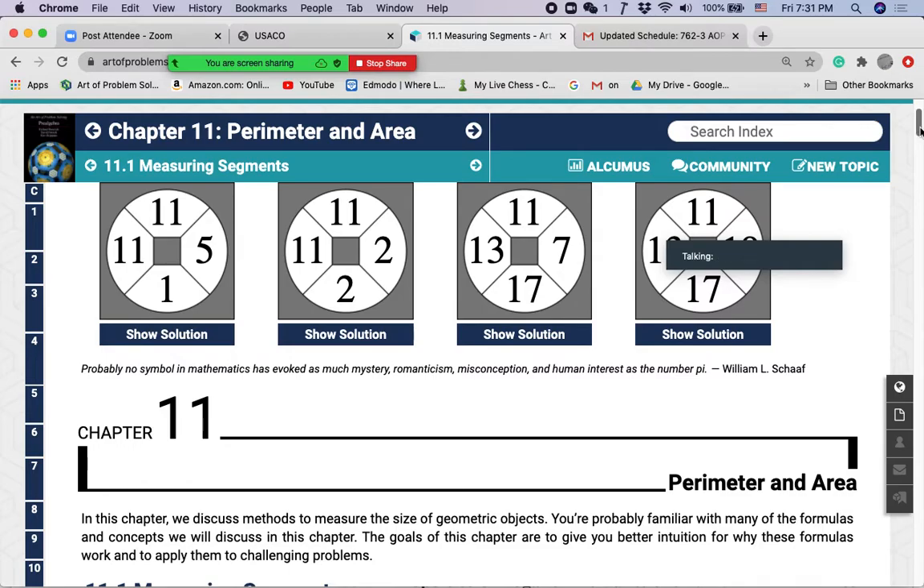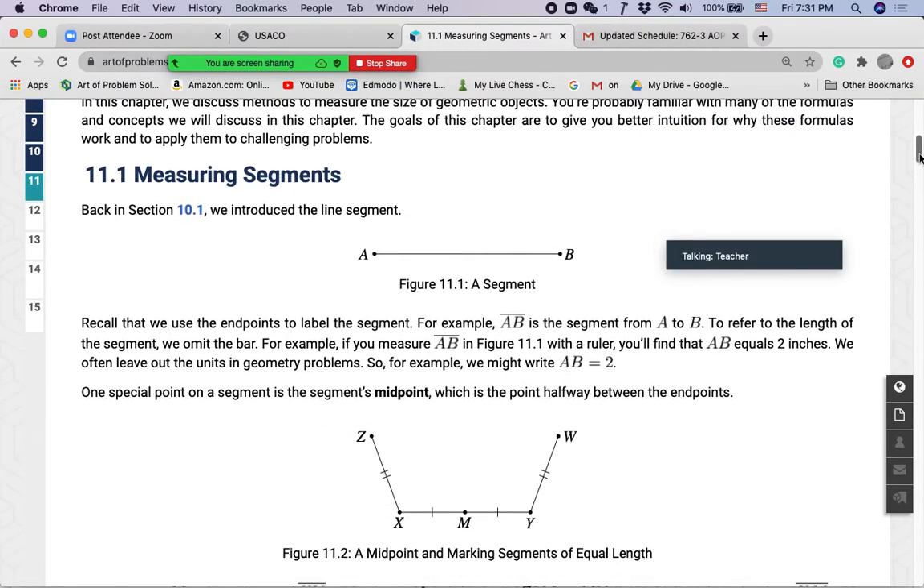So to do that, first we need to learn some concepts. Last chapter we already learned line segment. Suppose we have this line segment AB. We use AB, with a bar above these two capital letters, to represent a line segment. But when we write the length, the measure of this line segment, we don't need that bar. We just write AB equals 2. Suppose this is 2 centimeters, okay?